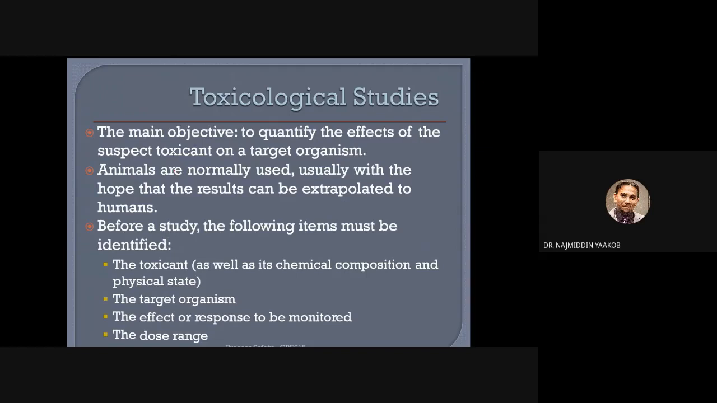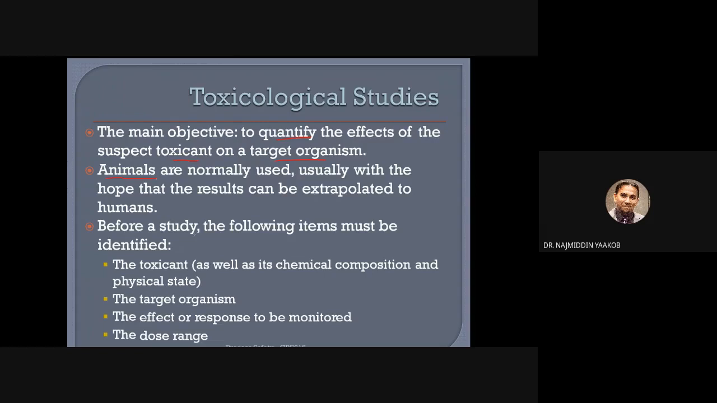We need to do some toxicological studies in order to help reduce the risk of this toxic exposure. So the main objective is to quantify the effect of the suspect toxicant on a target organism. When we can quantify, we can design or prevent the toxicant from entering your body. Animals are also used. How is the study being done? We use animals, rats, rabbits.